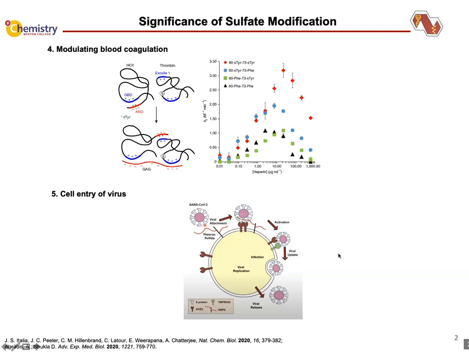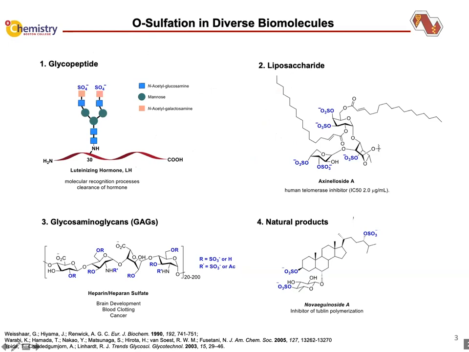Okay, so clearly sulfation has a very important biological significance. So to which molecules does the sulfation occur? There are several classes of molecules in biology that are sulfated. For example, glycopeptides, as I mentioned already: the peptide can be sulfated on the tyrosine residue, but glycopeptides can also be sulfated on their sugars too. So both the sugar as well as the peptide residues can be sulfated in glycopeptides.